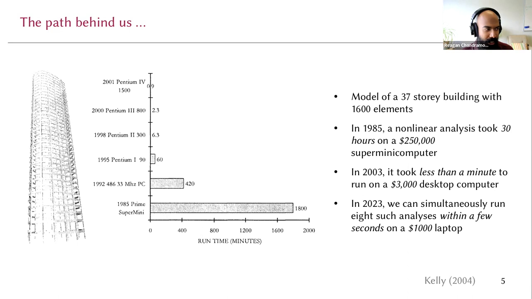And we can't just run one of them, we can run about eight of them on even a $1,000 laptop, because a $1,000 laptop usually comes with about eight cores per CPU, and each core is capable of running each of these analyses in a few seconds. So although the speed of each individual processor hasn't increased dramatically, we now have a number of processors capable of running a computation simultaneously. And this is only going to get better as we move into the 30s and the 40s. So here's where we're at right now.